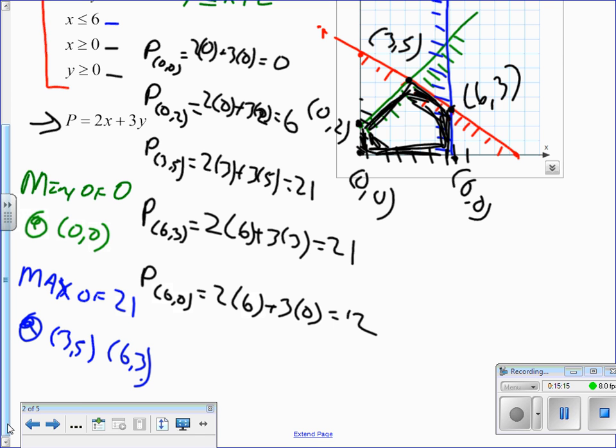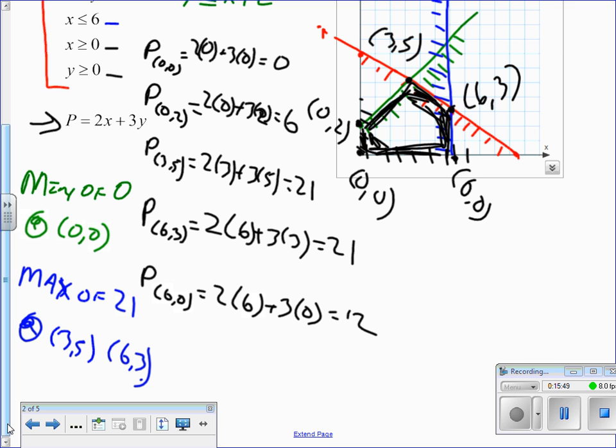Does that make sense? That's what we're looking for. Only the vertices will give you your maximum. Only your vertices will give you your minimum. What we're doing here is looking for the important points. What are my important places? One of the things mathematics will do for you is narrow things down, so I'm not looking everywhere. I'm just looking at the possible places where the important things can happen.